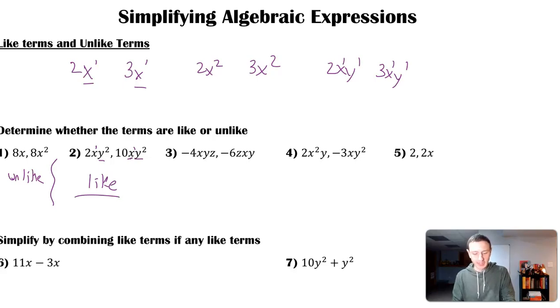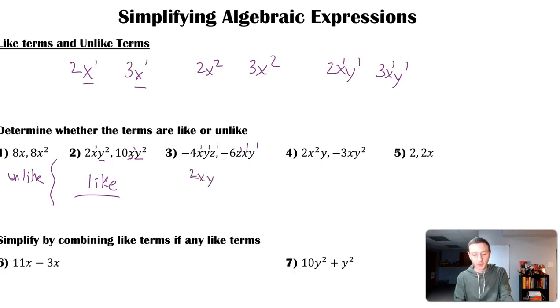Number 3, negative 4, x to the first, y to the first, z to the first. Negative 6, z to the first, x to the first, y to the first. So a couple things. First, same variables, x, y, z. Second, all the same exponents. Third, they're in a different order, but that's okay, because if you think of the commutative property of multiplication, you could rearrange x, y, z to be z, x, y.